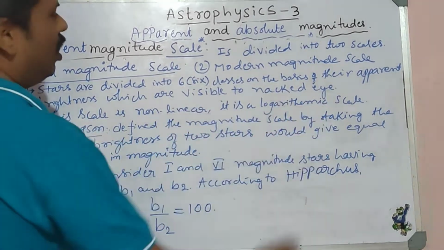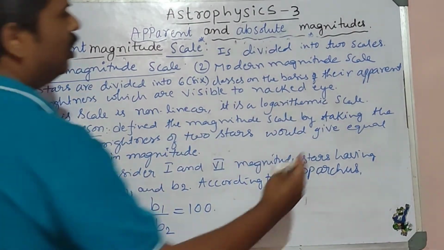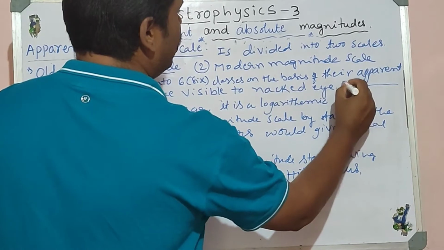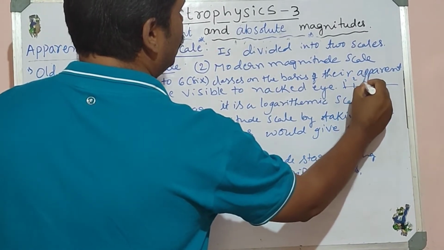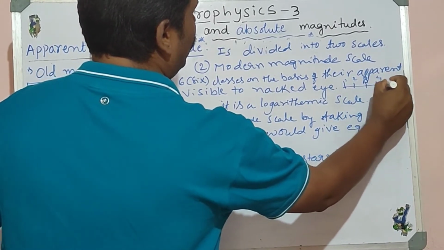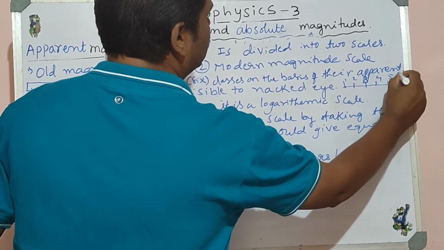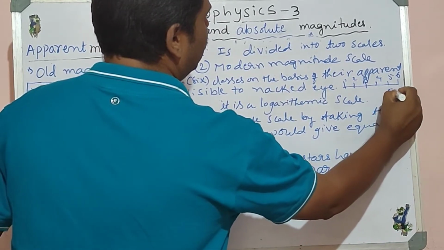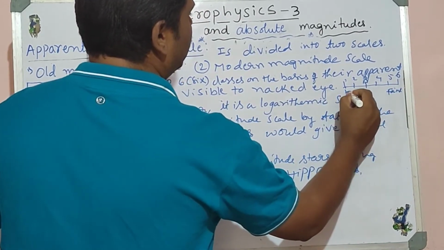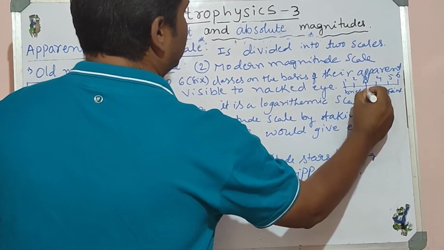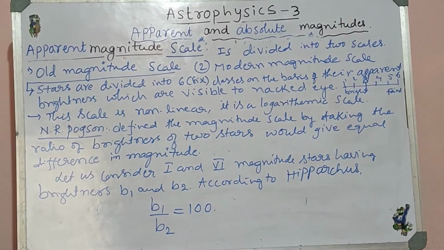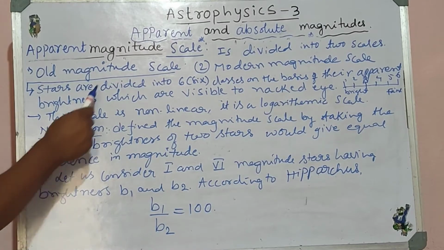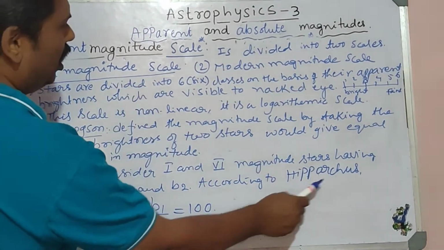Therefore, it is a logarithmic scale. Here once again it is divided into the 6 classes: 1, 2, 3, 4, 5, then 6. This is the faint and this is the bright star. Okay. This is what the old magnitude scale is, which was discussed by Hipparchus.